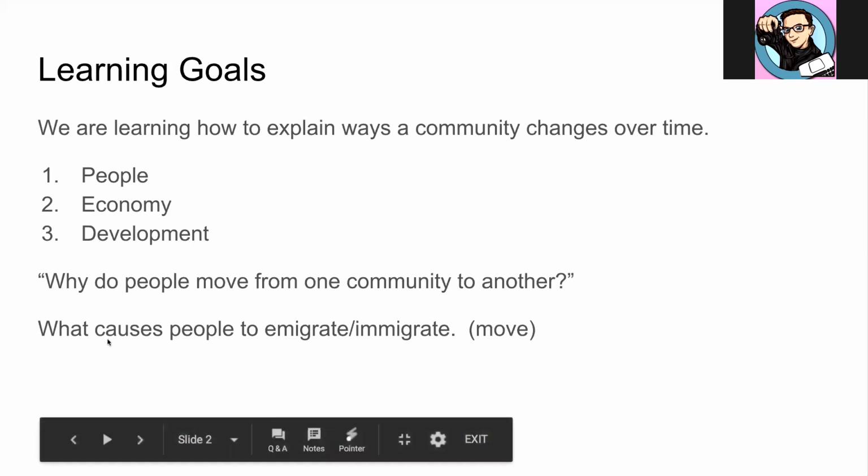Another bigger question is, what causes people to emigrate or immigrate? So emigrate means to come into a new country, and immigrate means to move from their original country. We're talking about moving, and we know that because the word migrate, which means to move, just like birds do, is in this word here. So emigrate and immigrate. Okay.